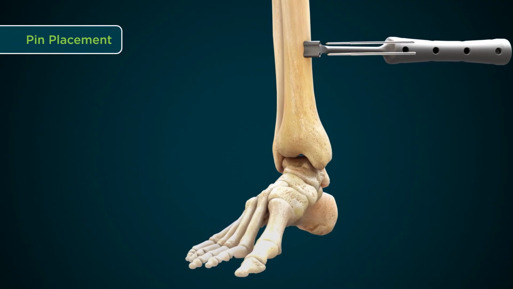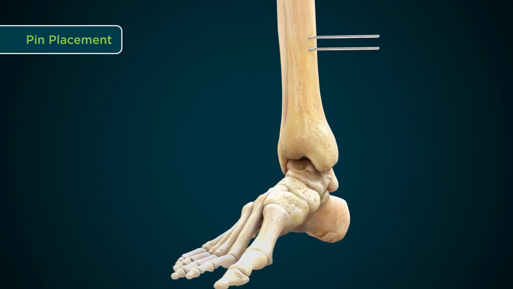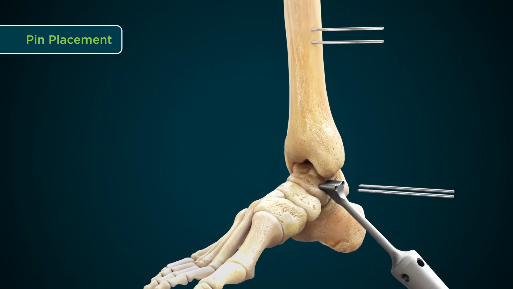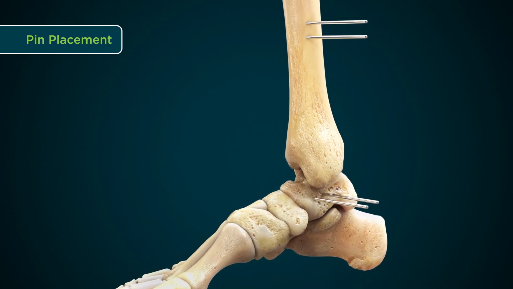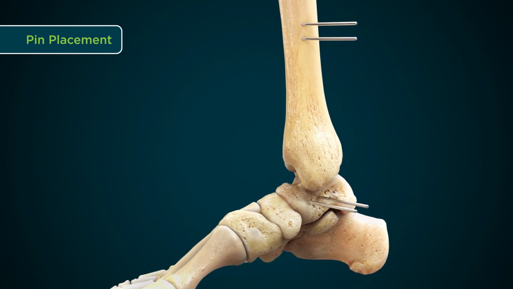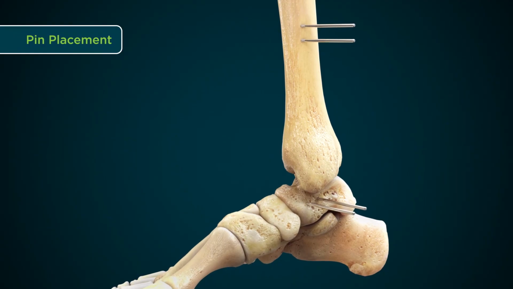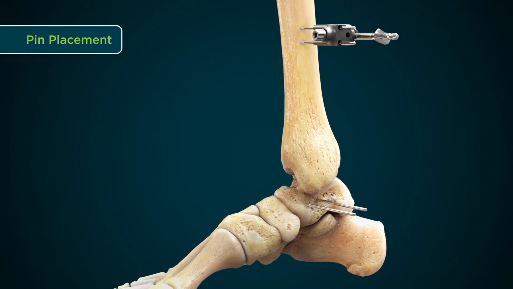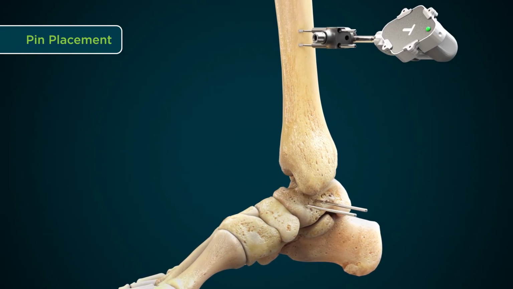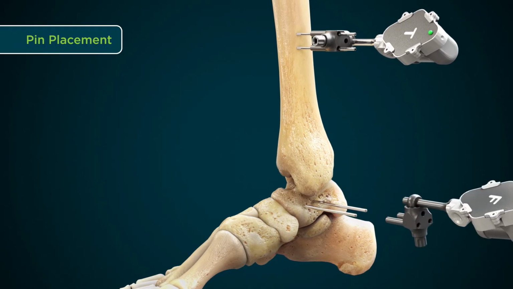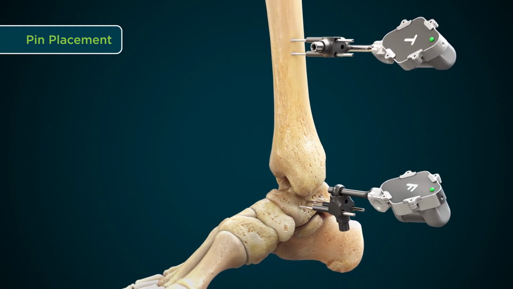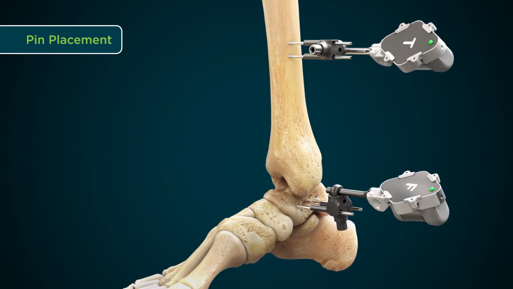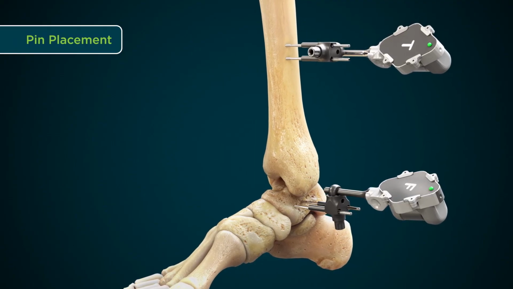Place two 2.4 mm threaded pins into the tibia and 2 more into the talus using the pin guide. Confirm bicortical placement with fluoroscopy. Attach the bone fixator to the pins and the T-tracker to the tibial bone fixator and F-tracker to the foot bone fixator. Position the tracker parallel to the table and lightly tighten the fixator with the hex driver.